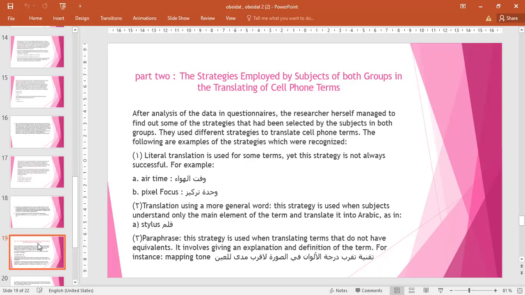For example, air time, وقت الهواء, pixel focus, وحدة تركيز. A translation using a more general word. This strategy is used when subjects understand only the main elements of the term and translate it into Arabic, as in stylus, qalam. Paraphrase. This strategy is used when translating terms that do not have an equivalent. It involves giving an explanation and definition of the term. For instance, mapping tone, تقنية تقريب درجة الألوان في الصورة لأقرب مدى للعين.